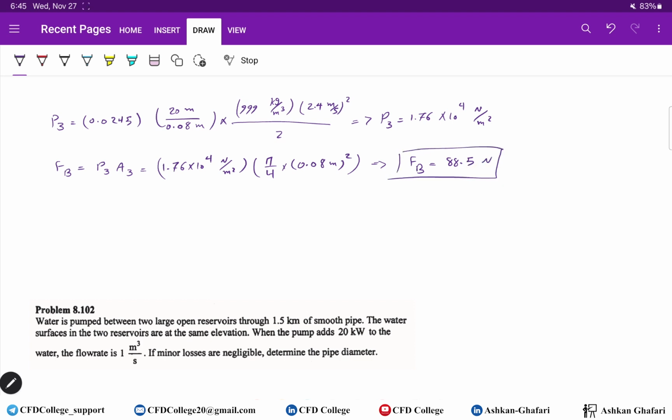This is a very difficult problem. I agree with you, but it's the typical problem that you should be able to solve after passing fluid 1.